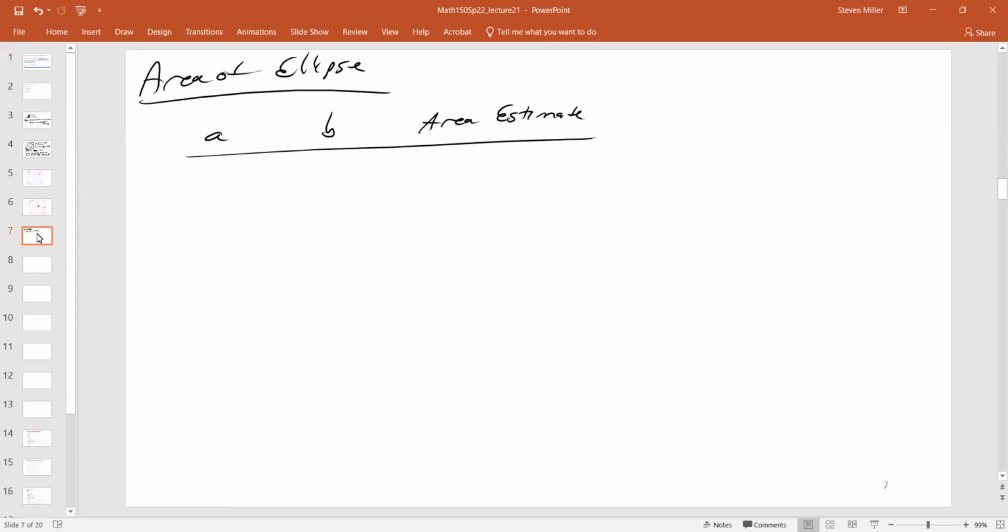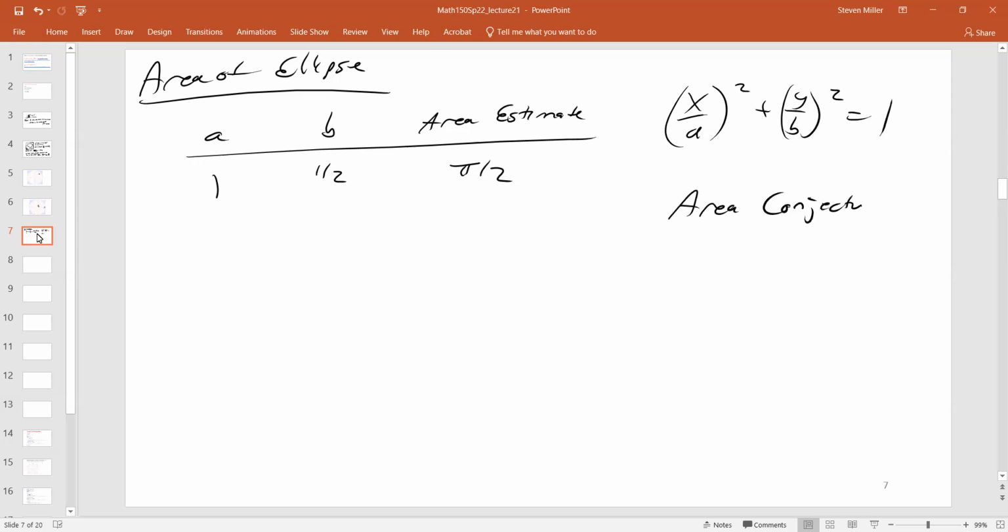So when we had A equals 1 and B equals 1/2, we had about 1.61. Anybody want to guess what 1.61 might be? Pi over 2. So what might you conjecture the area of an ellipse is as a function of A and B? This is just one data point. So we had (x/A)^2 plus (y/B)^2 equals 1. The area conjecture is what?